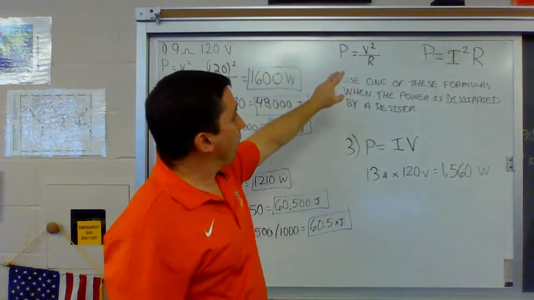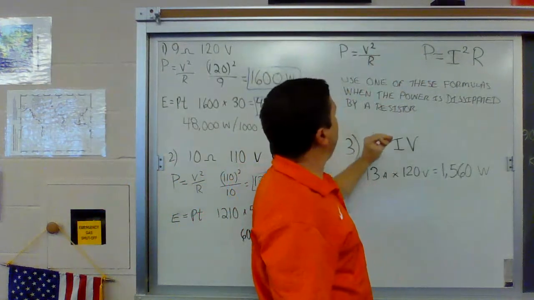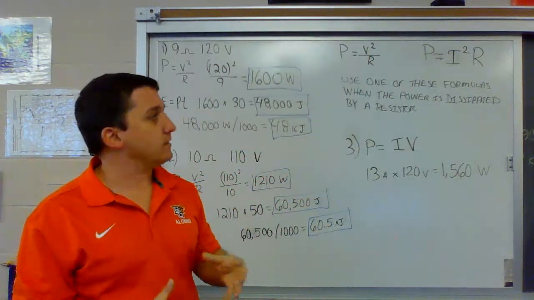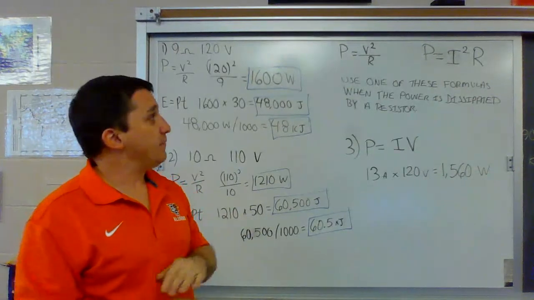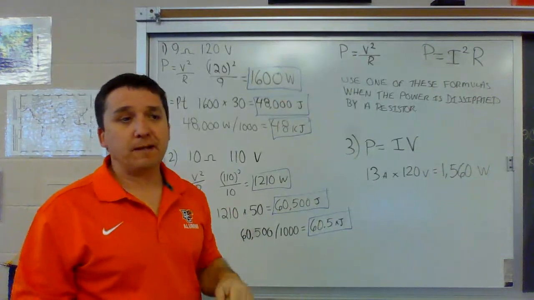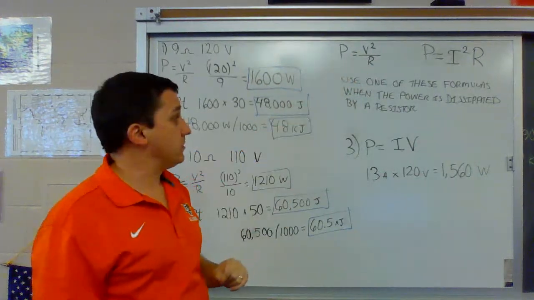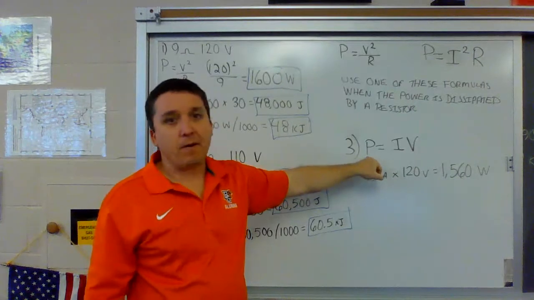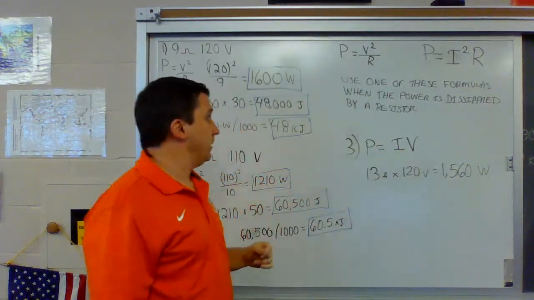And these equations, one or the other, are used when you read the problem and it mentions that the power is dissipated by the resistor. If it doesn't say anything about power being dissipated by a resistor, you don't use either of those equations. In all likelihood, you're going to use the basic power equation, P equals I times V. Power is current times voltage.